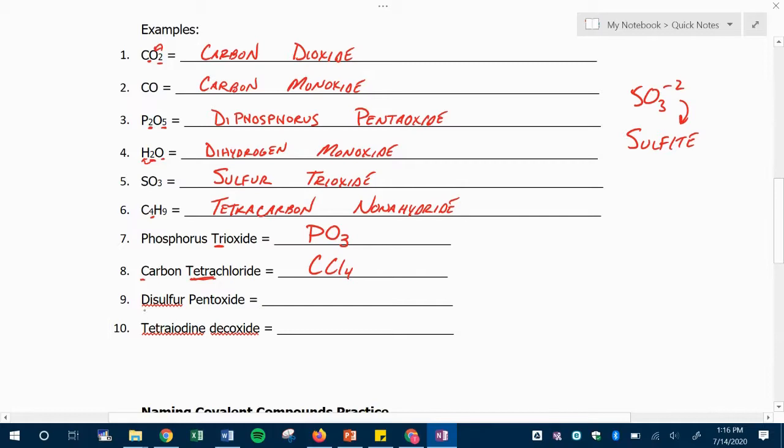Let's look at another one. Now we've got disulfur pentoxide. Disulfur means S2, and then pentoxide would mean O5. Last example here: tetraiodine decoxide. The tetraiodine says that it's I4. And then decoxide, so deca, remember, means 10. So it's O10.